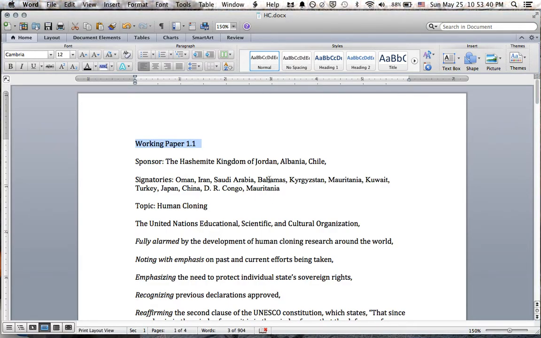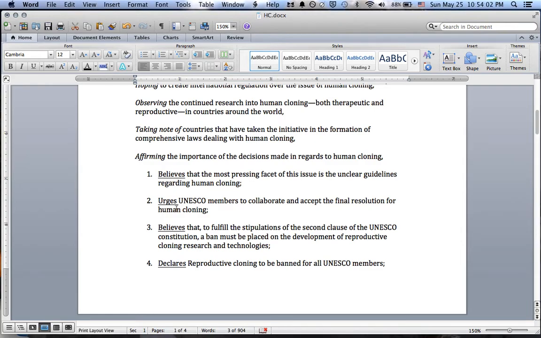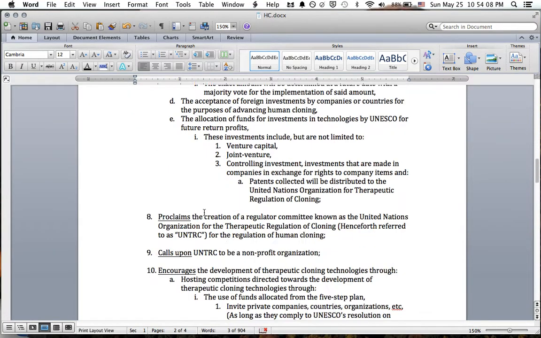Signatories are just countries that are interested in the resolution. They may not necessarily support the resolution, but they're interested in seeing it on the floor, continuing to be debated, and hopefully going into voting procedure. Preambulatory clauses are the ones that state the issues and the previous actions. And as we've said, operative clauses are the clauses that assert what action will be taken on the issue at hand.